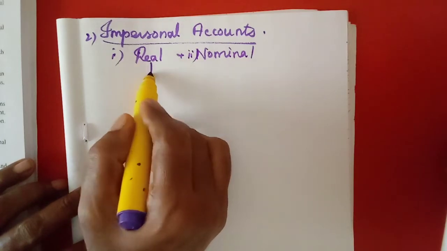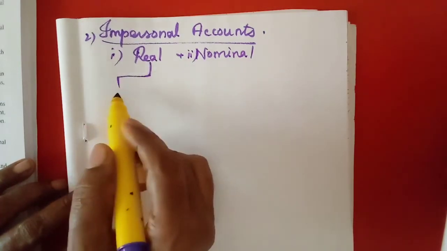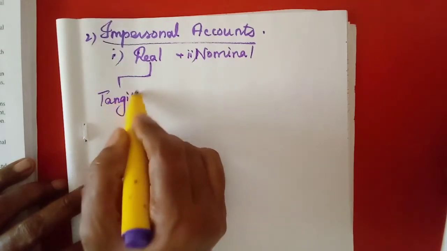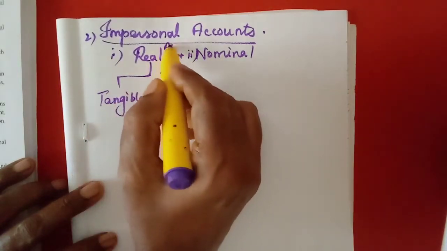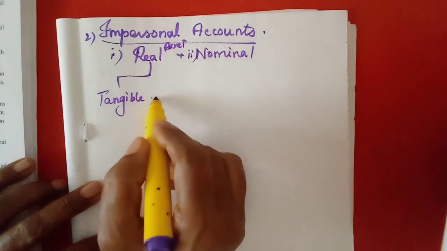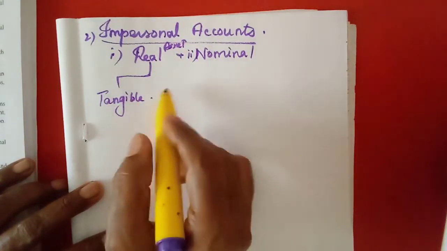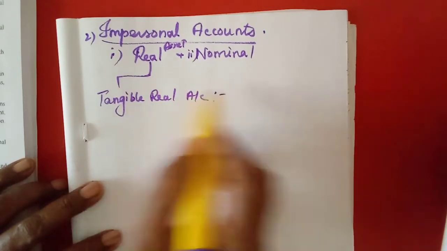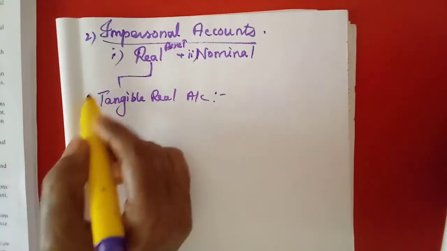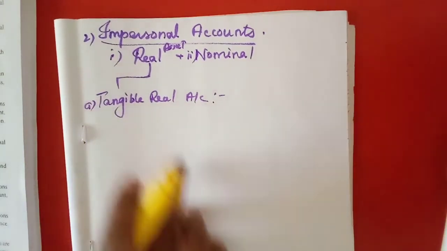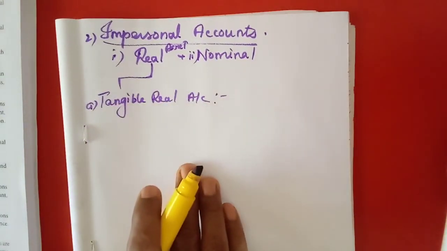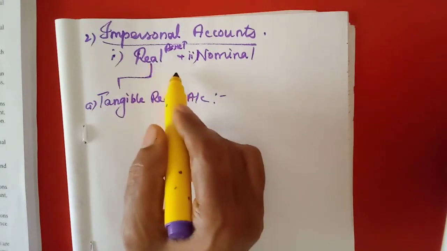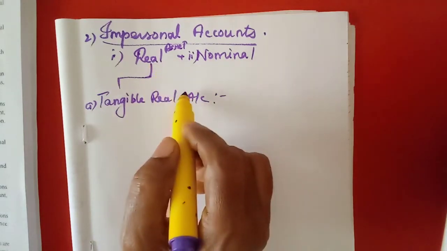This real account is again divided into two. The first one is tangible. Real account means we can say the asset account: tangible asset and intangible asset. Here, tangible real account and intangible real account, this we will see now. What is tangible real account? First, what is the real account? It includes all the tangible real accounts and all the intangible real accounts.